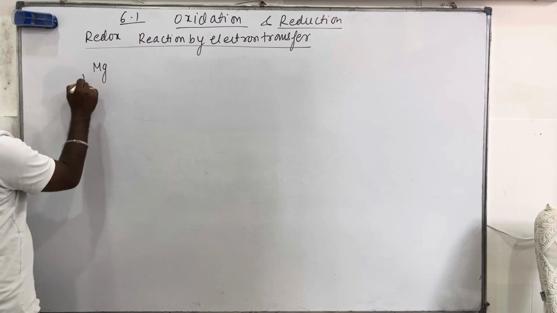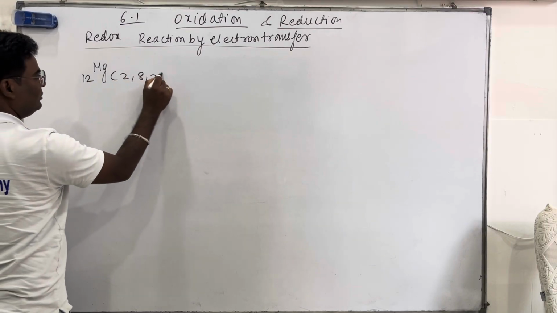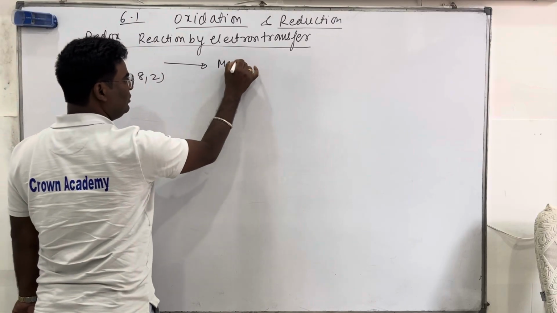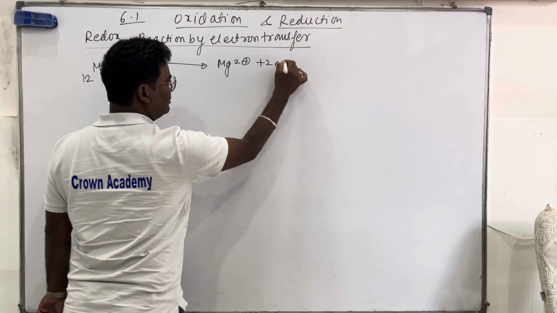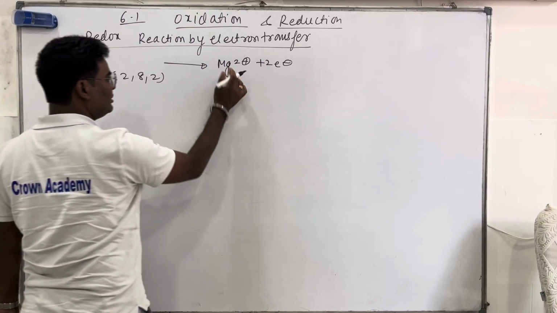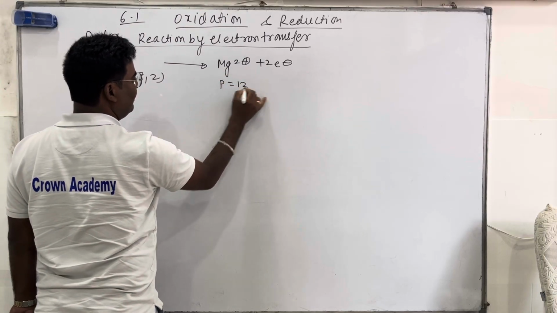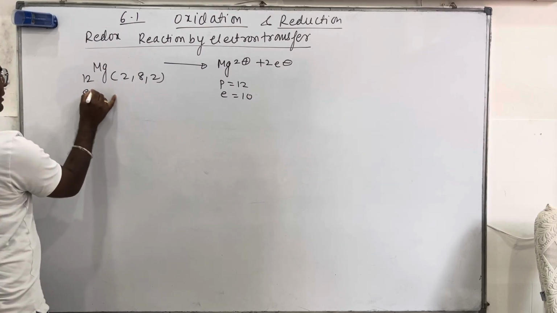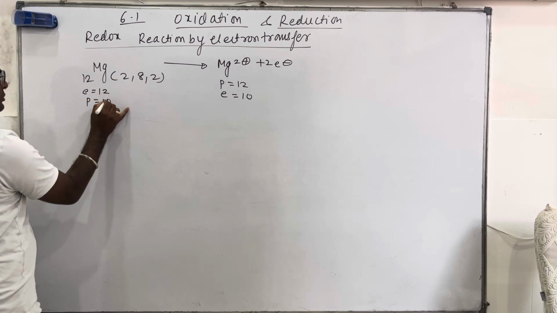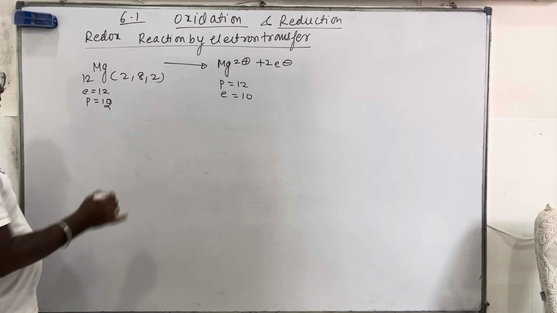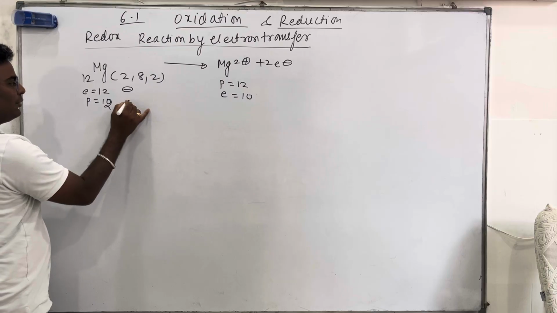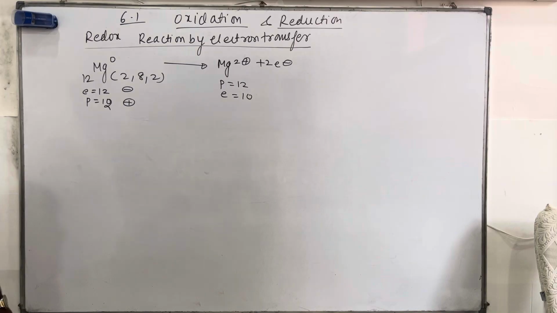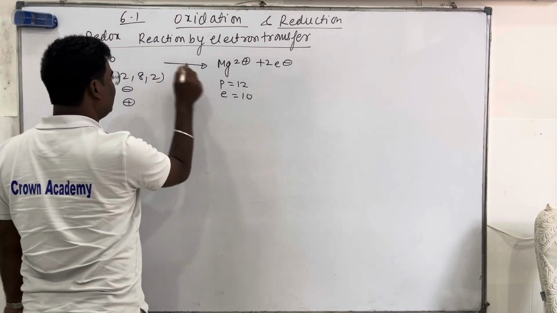So see, magnesium is a metal. Atomic number is 12, so electronic distribution is 2, 8, 2. When it loses the 2 electrons from the last orbit, it forms Mg2+, and 2 electrons are lost. Right? So it gets a positive charge because protons are 12 and electrons are 10. Before losing the electrons, electrons are 12 and protons are 12. Both are 12. Electrons have negative charge and protons have positive charge. That's why there is no charge on magnesium before the loss of electrons. Understood?